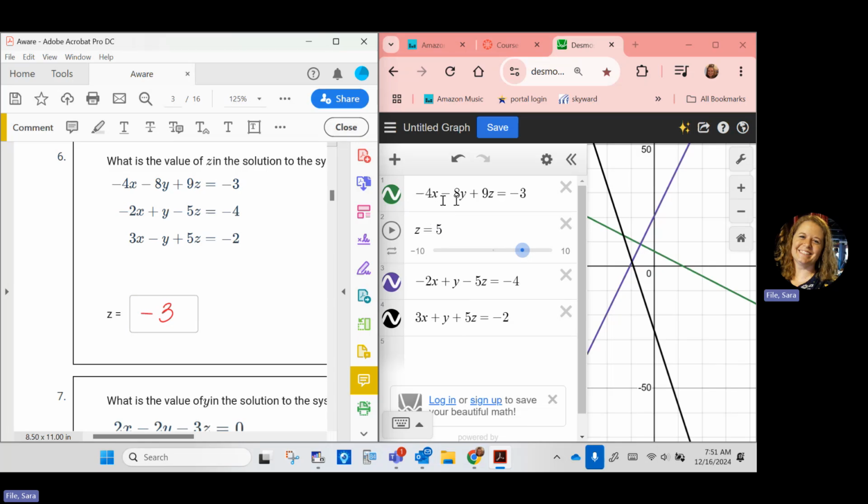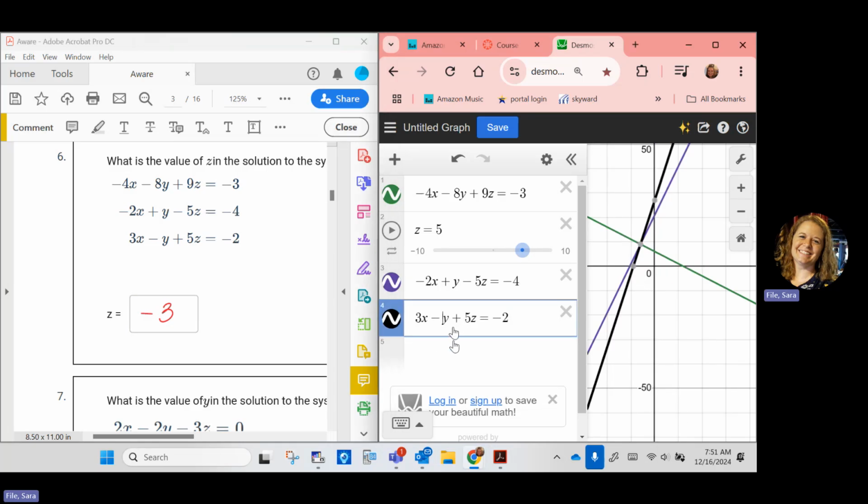Negative 4x minus 8y plus 9z equals negative 3. Negative 2x plus y minus 5z equals negative 4. 3x. Oh, look at that. I do. See, this is supposed to be a minus. Be careful that you type them in correctly. So minus y plus 5z equals negative 2. And yeah, there's where they intersect, is when z is 5.